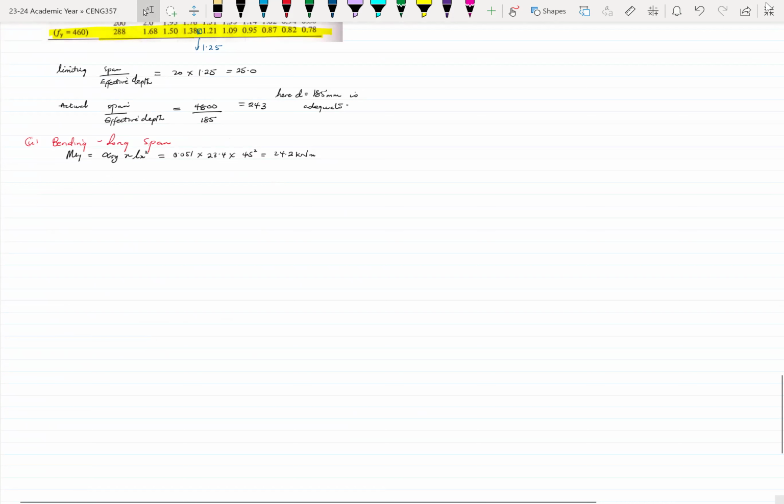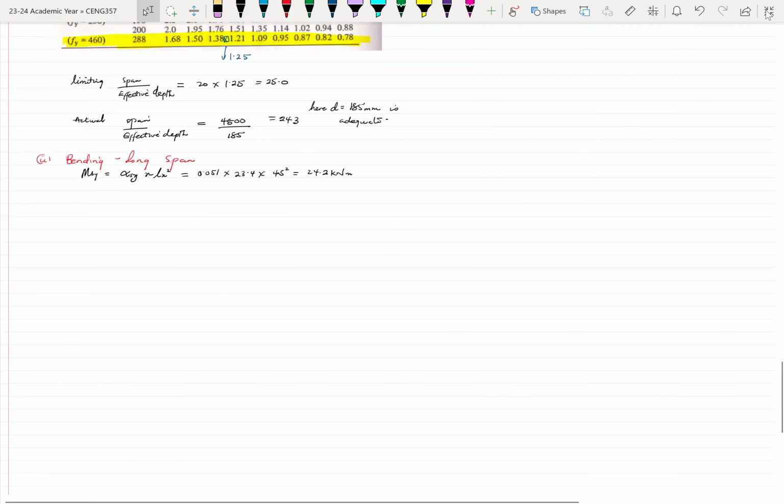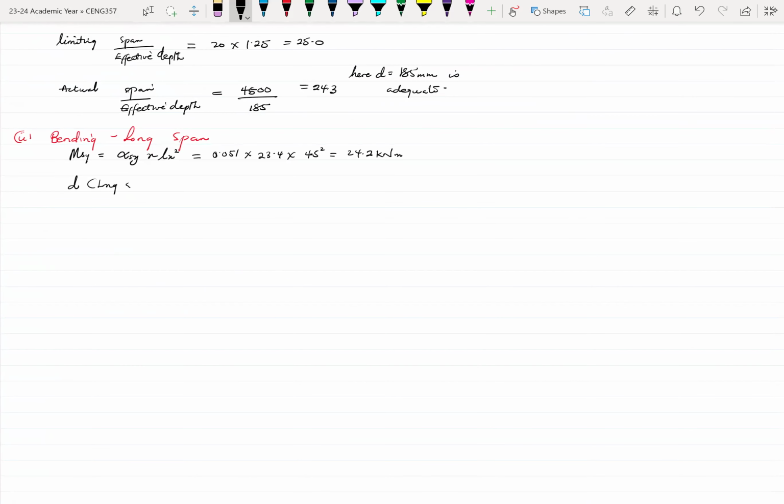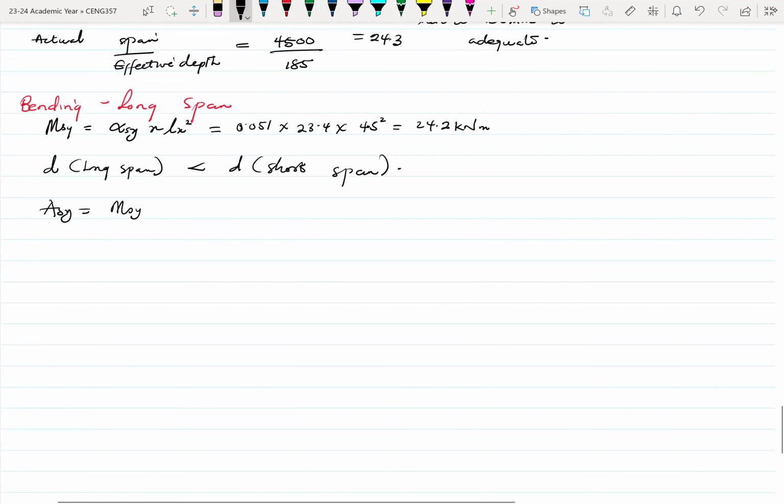All right. So once we have that, we need to find D. Normally the D for the long span is less than the D for the short span. Let's take note of that as well. So we know that our ASY will be equal to MXY over 0.87 FY Z.